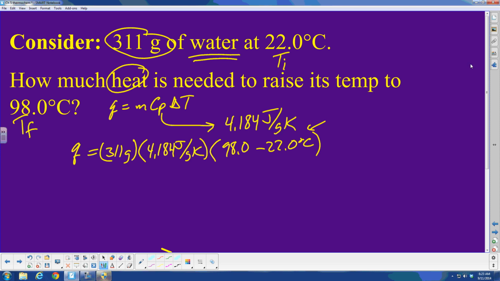98 minus 22 looks to me like that's 76.0. How many sig figs do I get out of that? I get 3 out of that. Okay, so we'll take 76.0 times 4.184 times 311. And that gives me 98893. How many sig figs? Looks like I can get 3. So that's going to be 98900 joules. Good.